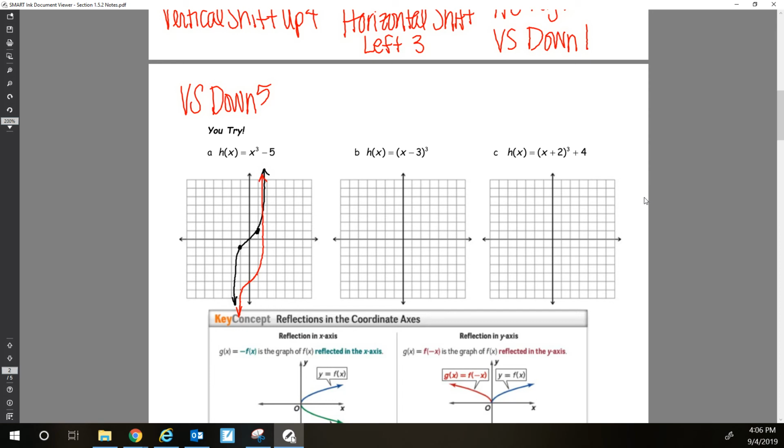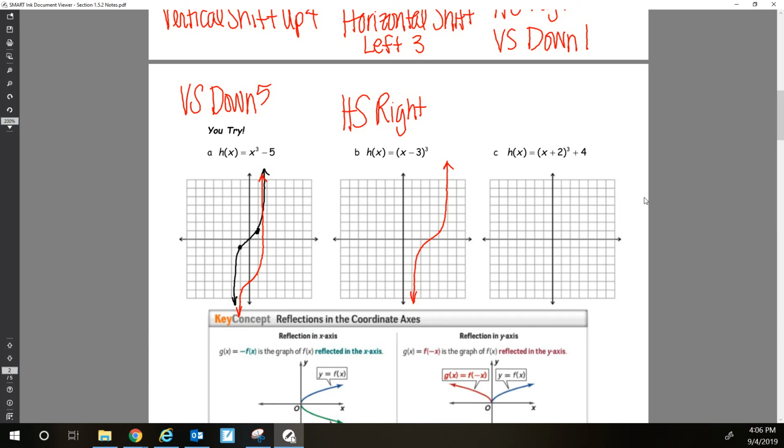For B, we are inside the function, so it's going to be a horizontal shift. It's going to do the opposite of what it says. Instead of going to the left 3, we're going to go to the right 3. So we go 1, 2, 3. That's where the center is going to be at. Again, there's my guiding points. And make the S as best as we can going through there.